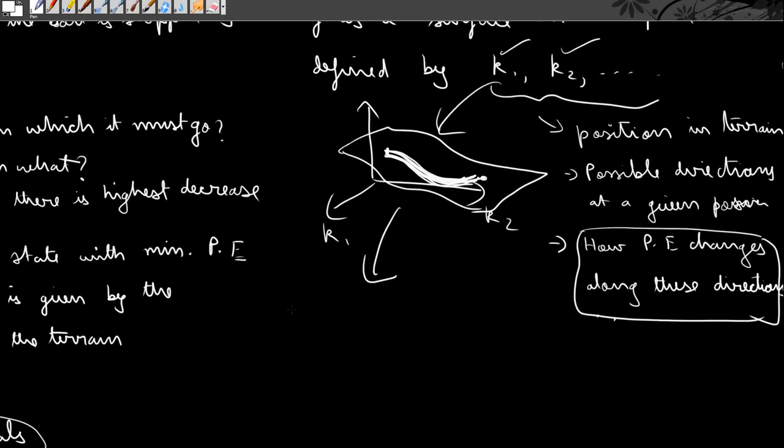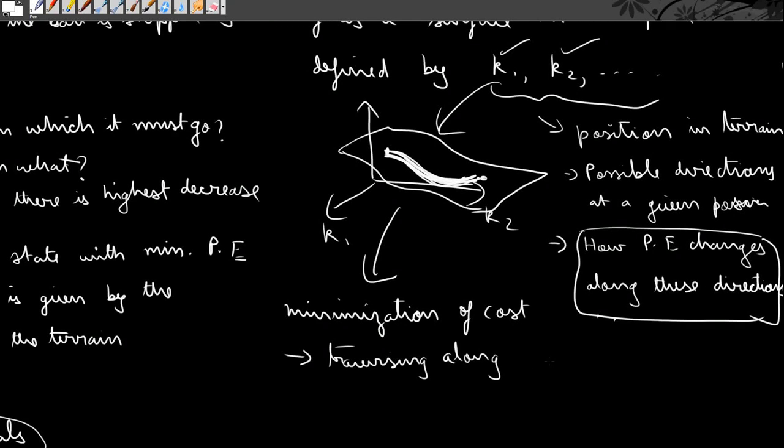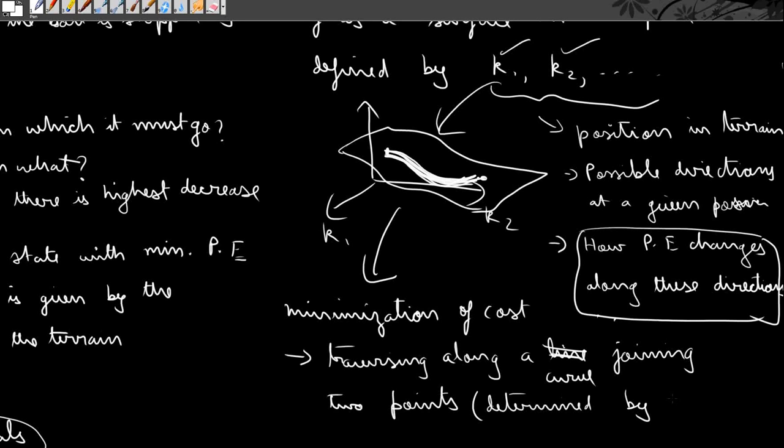So over here, minimization of cost corresponds to traversing along a line joining, here by line I mean a curve, joining two points which are determined by initial positions in the original terrain.